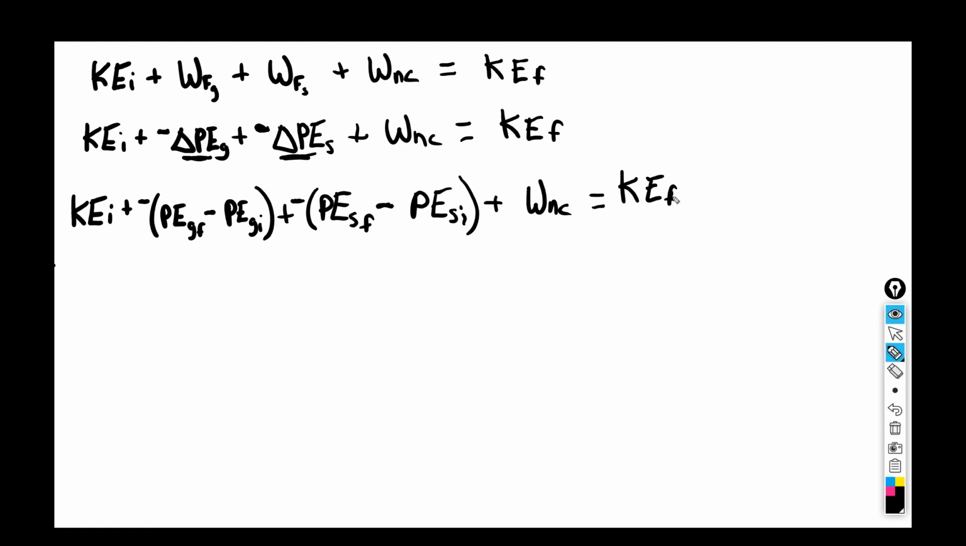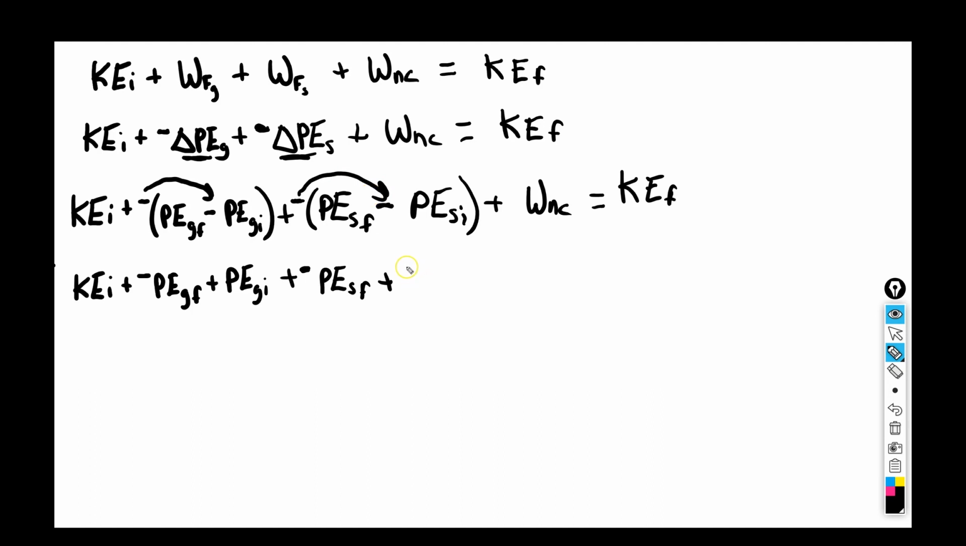Now I'm going to distribute those negative signs. So the initial kinetic energy plus the negative of the final gravitational potential energy plus, but then when I distribute the negative sign over here, I get a positive potential energy due to gravity initially. Likewise, when I do the same thing over here, I distribute that negative sign, I get the final potential energy stored in the spring, but that's negative, plus when I distribute that negative sign, I get positive potential energy stored in the spring initially. Don't forget to add the non-conservative work, and that equals the final kinetic energy.